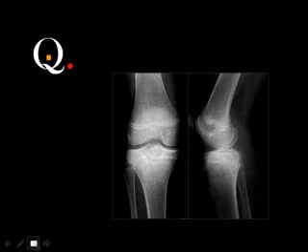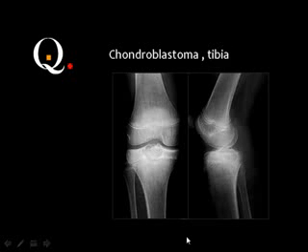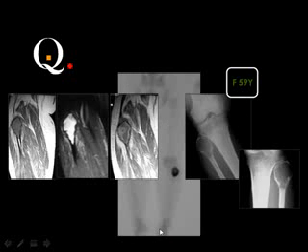Okay, do you see the lesion? Yes, chondroblastoma in the epiphysis of the proximal tibia. Do you see this lesion in the head of the fibula? Yes, it is an expanding lesion in a female, 59 years old. And you see the marked increased uptake in the lesion by bone scan.